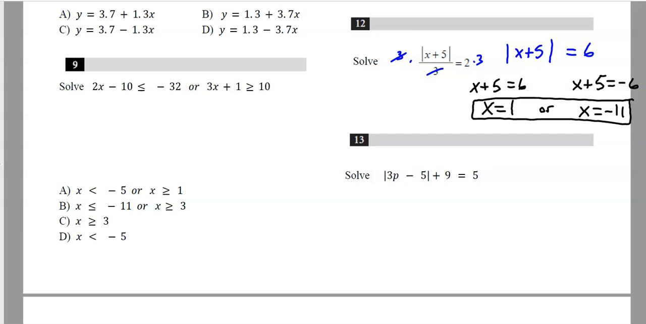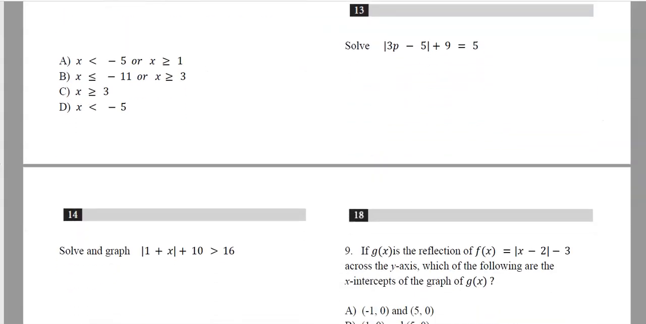So going on down, number 13. Go in here, pop this joker in.